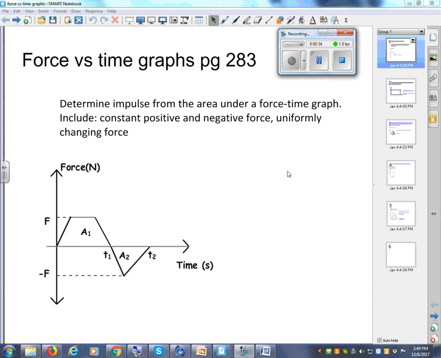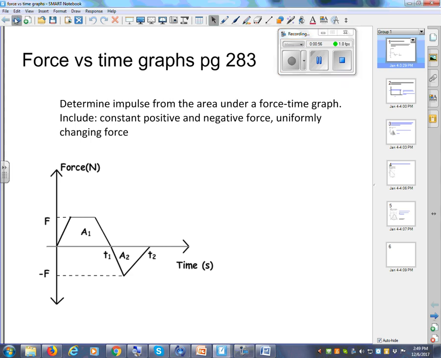Okay, let's begin. This is super easy. We're looking at force versus time graphs. This is from page 283 in the textbook. You've probably all stopped bringing textbooks to class. No problem. You are to determine the impulse as the area under a force-time graph. Include constant positive and negative force and uniformly changing force.